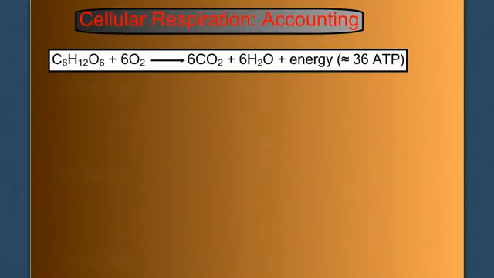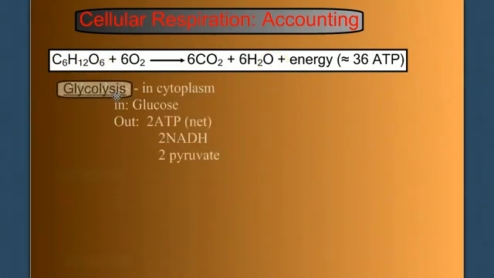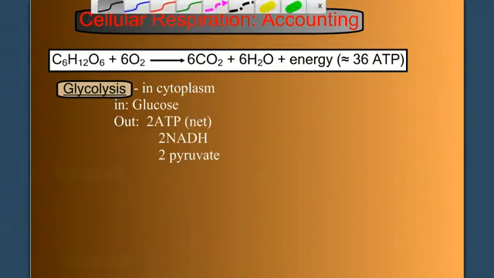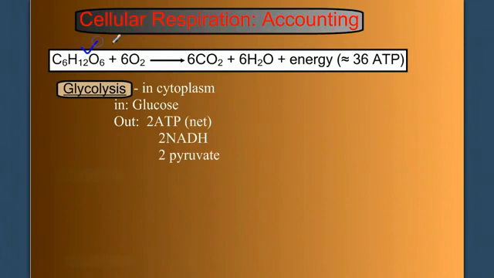Finally, let's finish with a little accounting. Here's the overall reaction for respiration, and we've accomplished so far just glycolysis. So let's take into account what we have and have not done yet. Let me grab a pen here. So we use glucose. Check. We're done with that. We've yet to use oxygen, and we've yet to make carbon dioxide, and we've yet to make water. But we have made some ATP, but only 2. So we have approximately 34 ATP left to make.